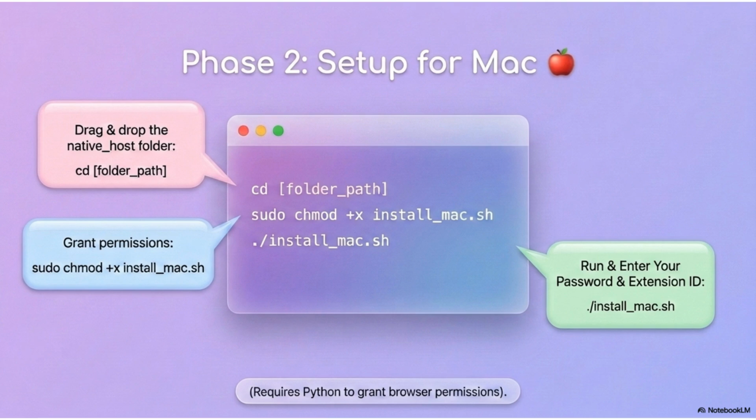For Mac users, open your terminal and type cd followed by a space, then drag and drop the native host folder into the window. Run the command to grant permissions, then execute the installation script. Just follow the prompts to enter your password and that extension ID you copied earlier.